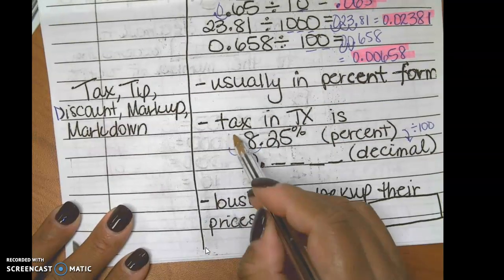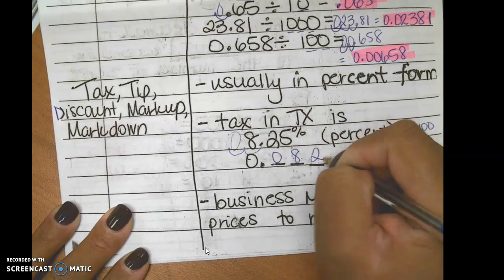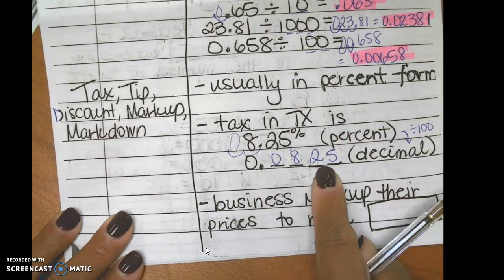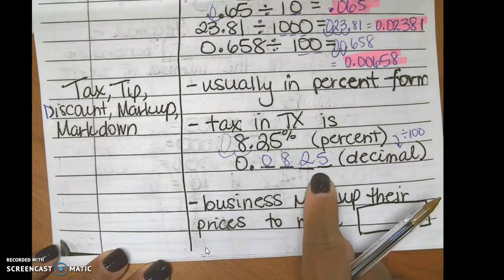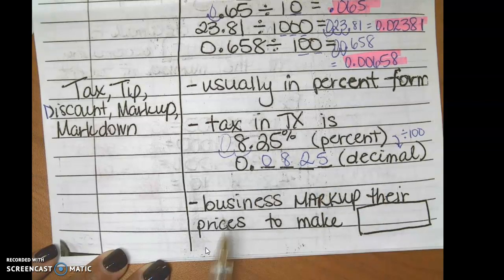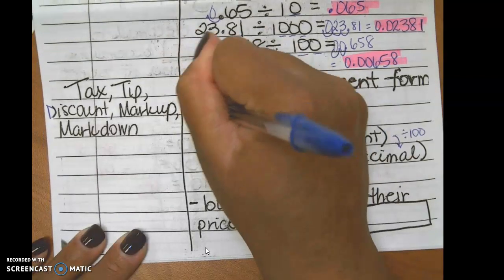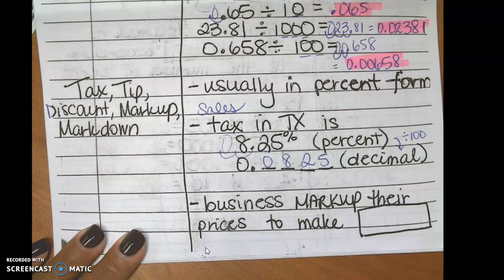So then here I'm going to put a 0, and then I'll have 0.825. That is Texas tax, sales tax in decimal form. That's what they multiply our prices by at Walmart after we have a total up in our receipt. Okay, maybe I should add the word sales here because property tax varies from sales tax big time.